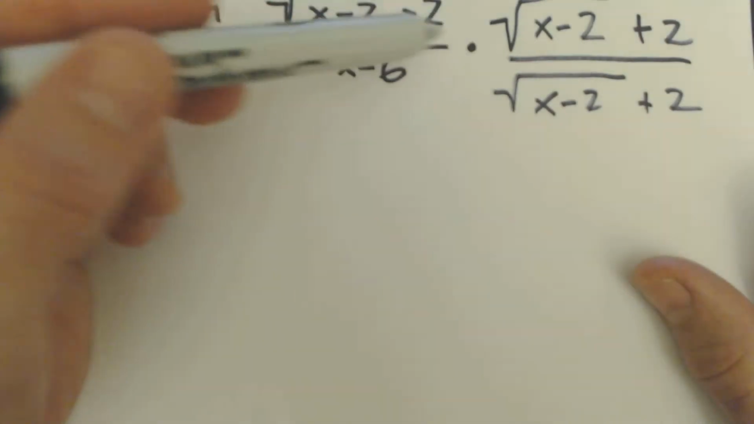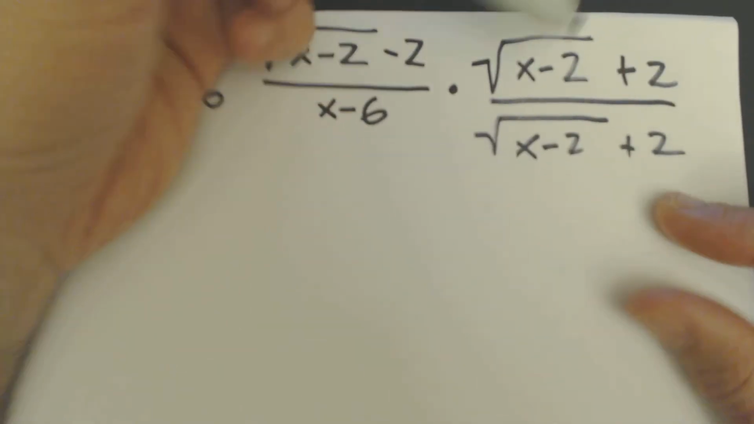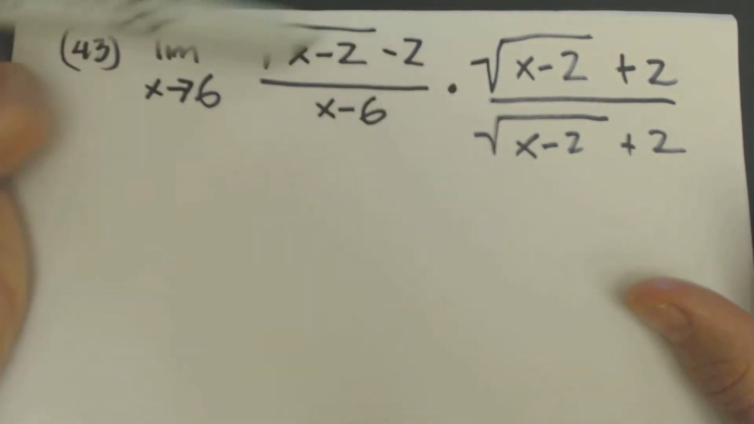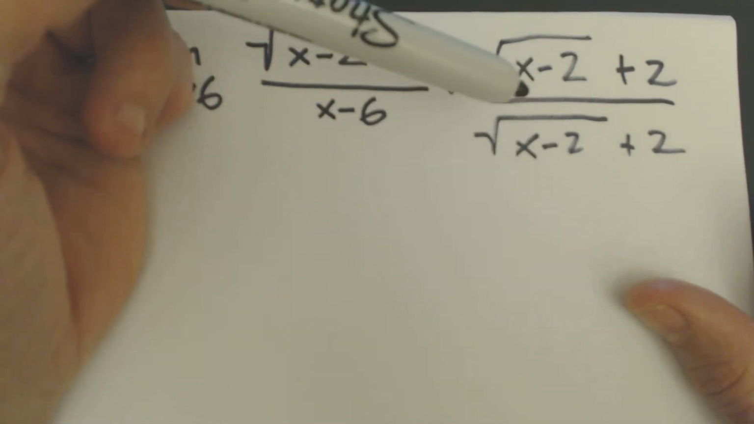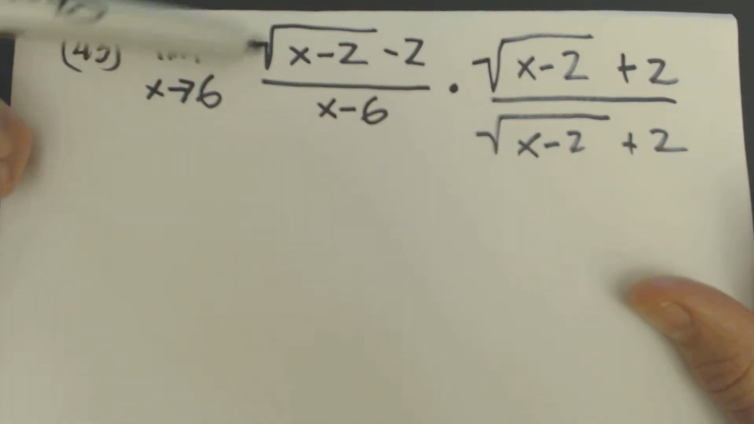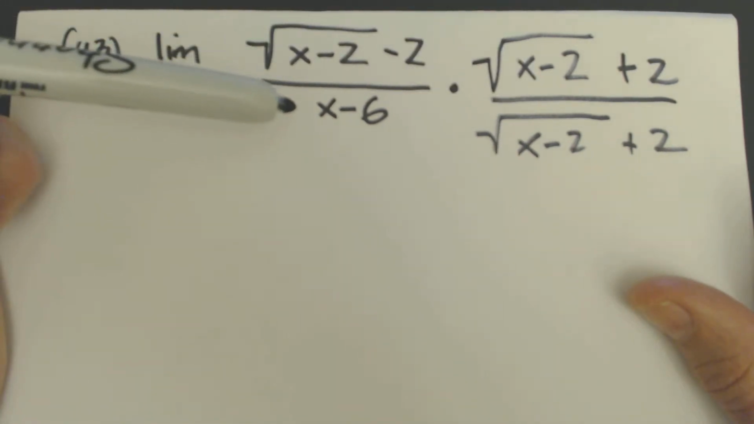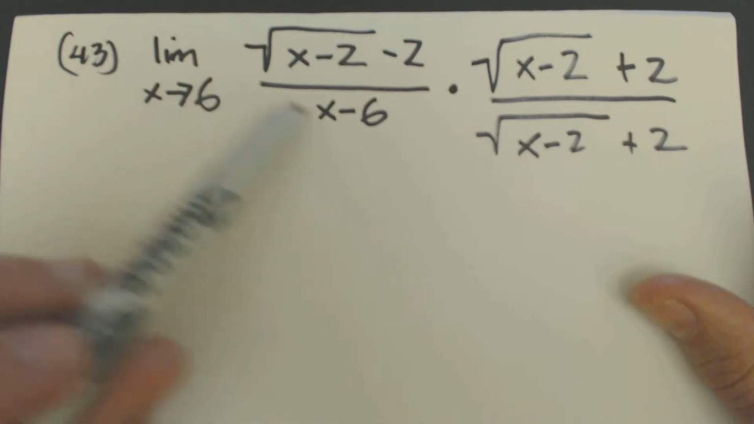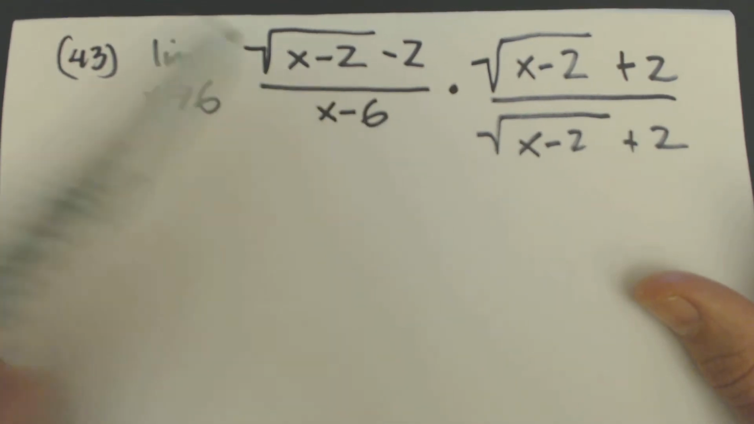So we can do this because this expression over itself is 1. So we're basically just multiplying this by 1. And by doing so, we're able to do a little algebraic manipulation, which will then make the problem a lot easier to deal with. Because currently, as x approaches 6, we're going to have 0 in the denominator, which is a big math no-no, as you all know. And so that's not possible.